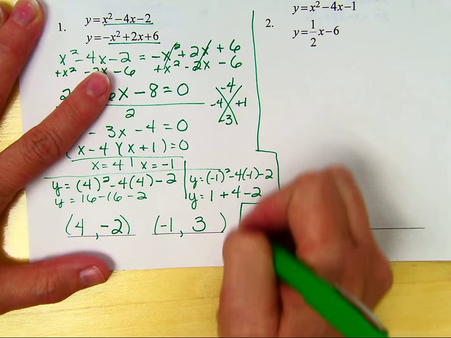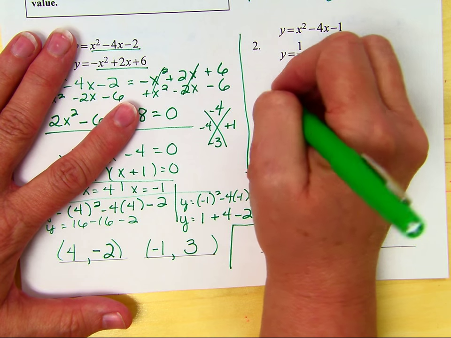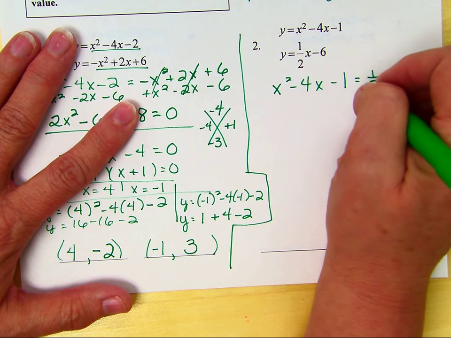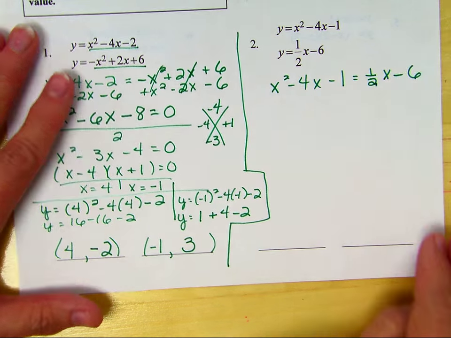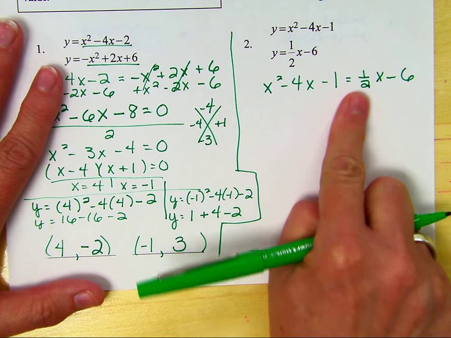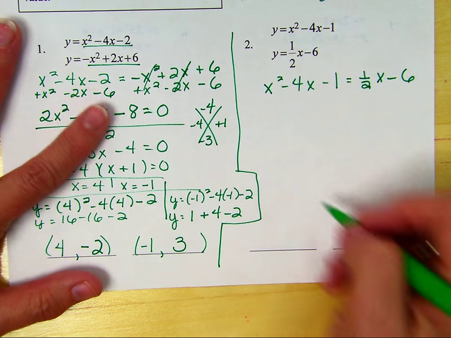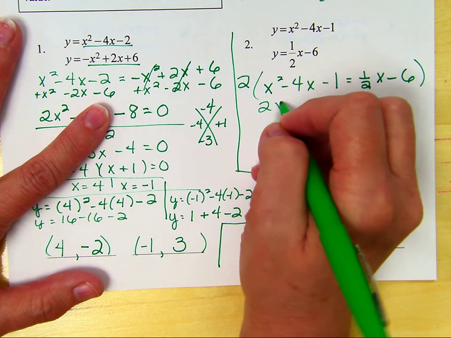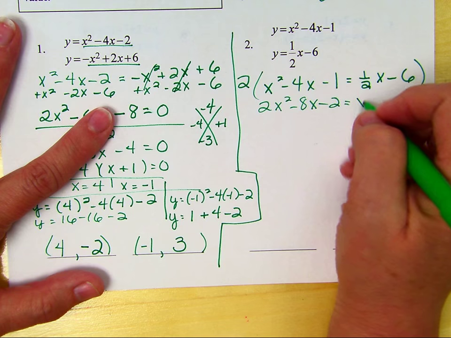All right. So we're going to put these two equal to each other. We've got x squared minus 4x minus 1 equals 1/2 x minus 6. I don't really care for a fraction. How could I get rid of that 1/2? Multiply the entire equation by 2. We get 2x squared minus 8x minus 2 equals x minus 12.